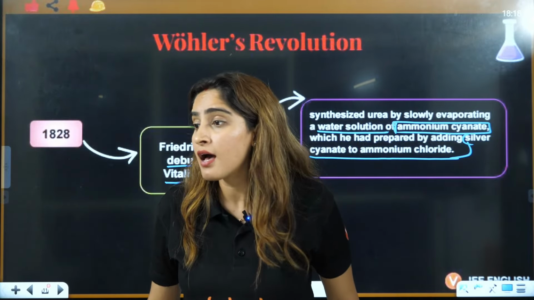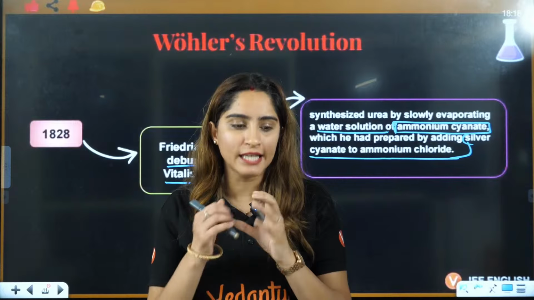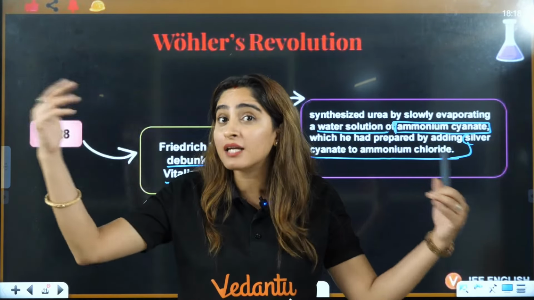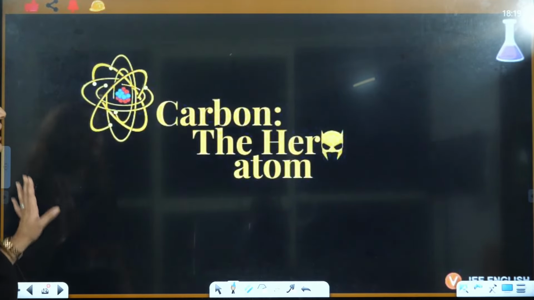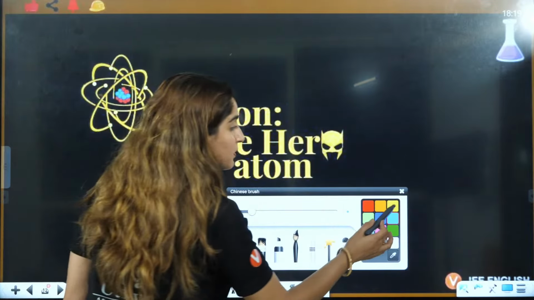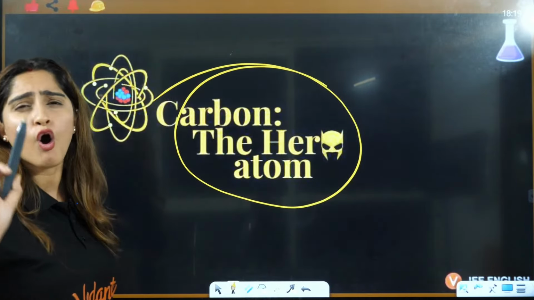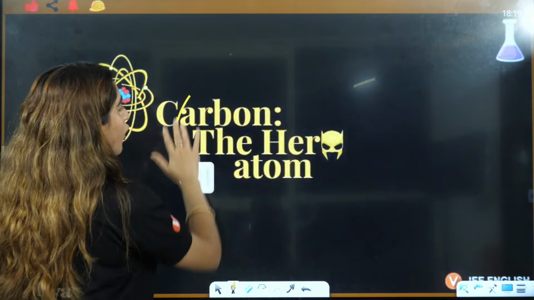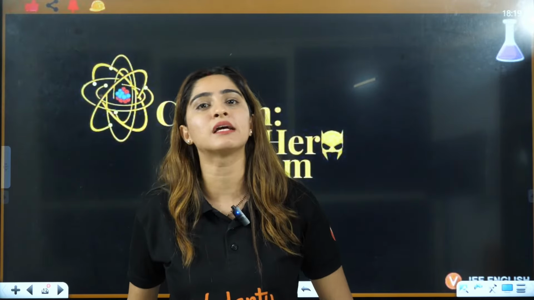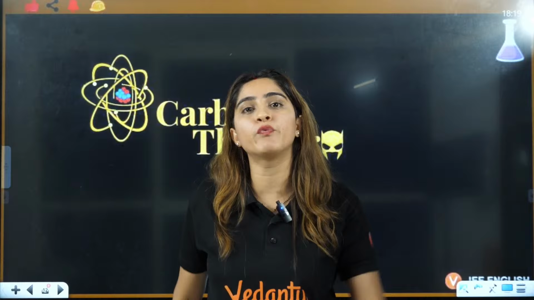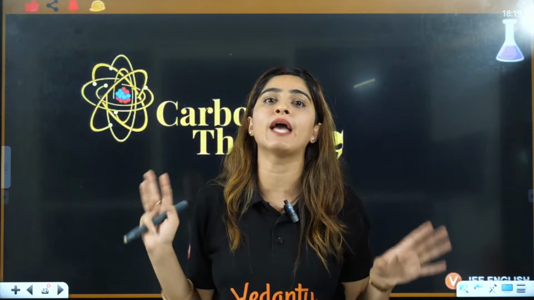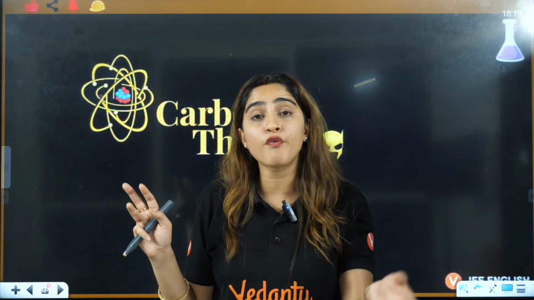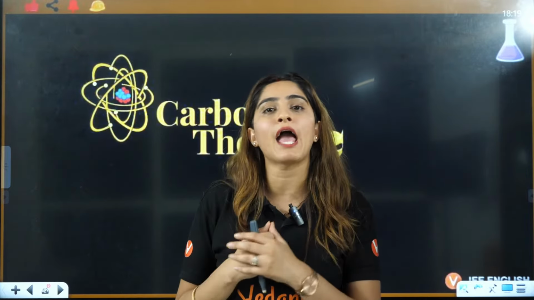Now the question is, why were scientists so confident that they would be able to make other compounds also in the lab? For that, we firstly have to understand what exactly carbon is. Because the whole of organic chemistry is actually the study of carbon compounds. Now, what is so special in carbon that based on carbon, we have a different branch of chemistry only? The compounds formed of carbon are called organic compounds.